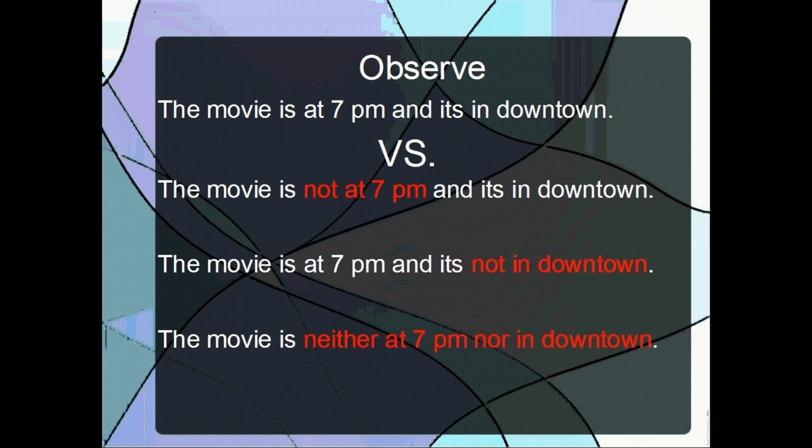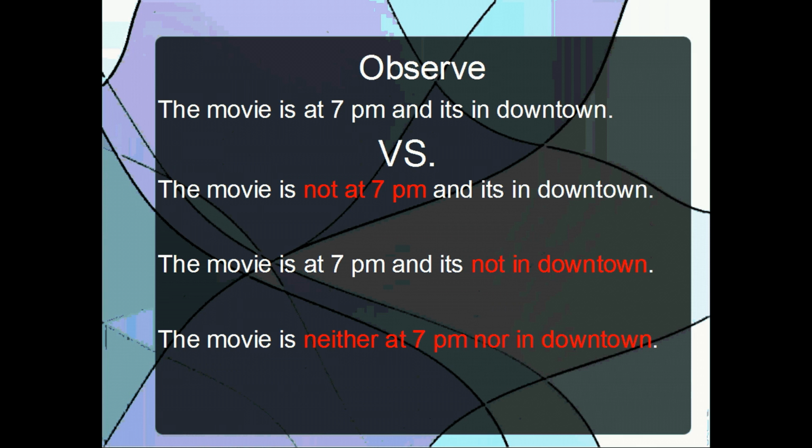For the second counter conjunctive proposition, let's say that I got the theater wrong. It's actually not in downtown. So you say the movie is at 7 p.m. and it's not in downtown. Or but it's not in downtown. So then not in downtown would be a negation of me saying that it is in downtown.